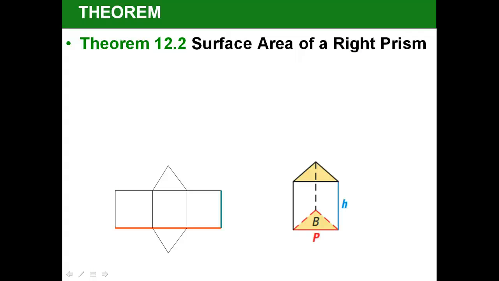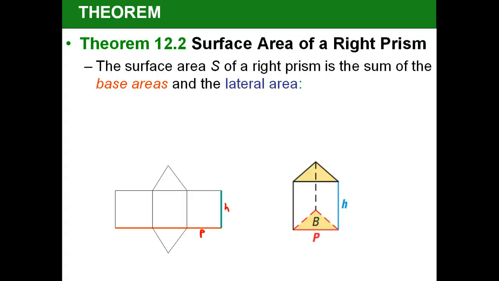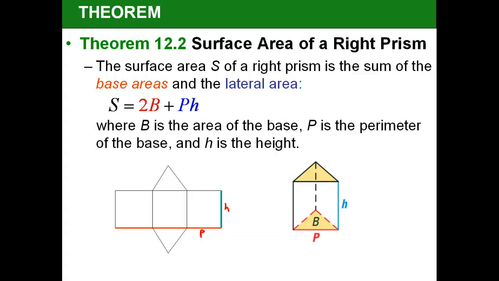What if I think about unfolding this into my net, where here is my height, and this red line here, or the length, or all 3 of these lateral sides added together, would actually give me the perimeter around that triangle. So that would be the perimeter. So the surface area of a right prism is the sum of the base areas and the lateral area. My base, capital B, is the area of the base, P is the perimeter, and H is the height.